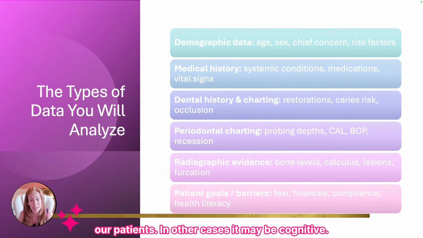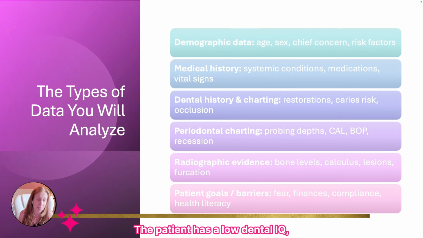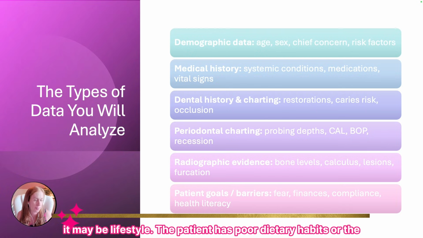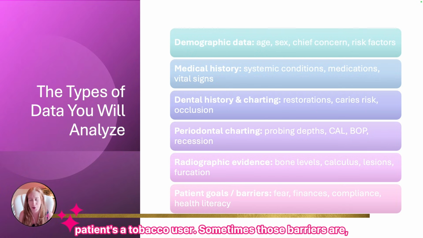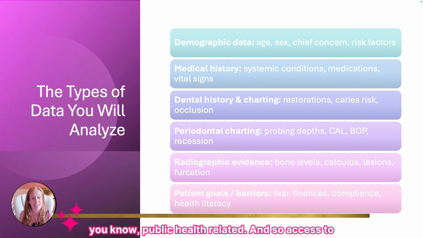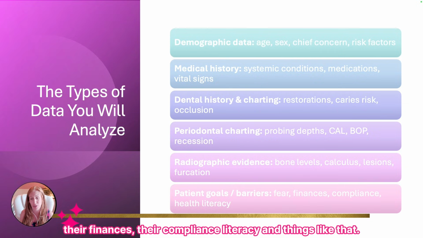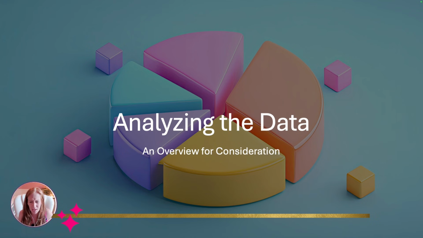In other cases, it may be cognitive. The patient has a low dental IQ and we need to counsel them on this. In other areas, it may be lifestyle. The patient has poor dietary habits, or the patient's a tobacco user. Sometimes those barriers are public health related, and so access to care and things like that may come into play. So looking at the patient's fears, their finances, their compliance, literacy, and things like that.